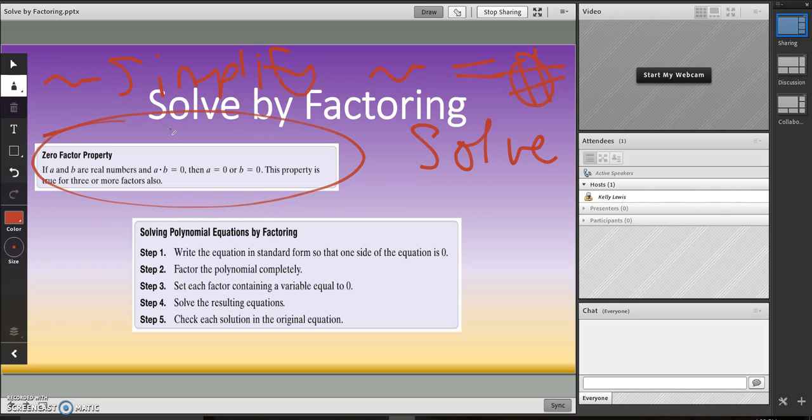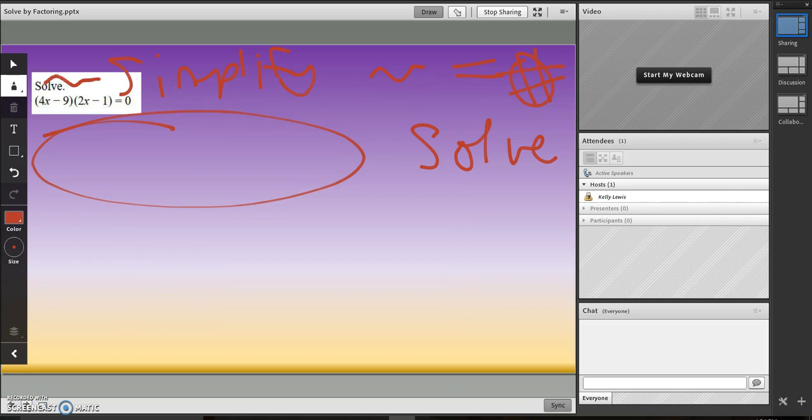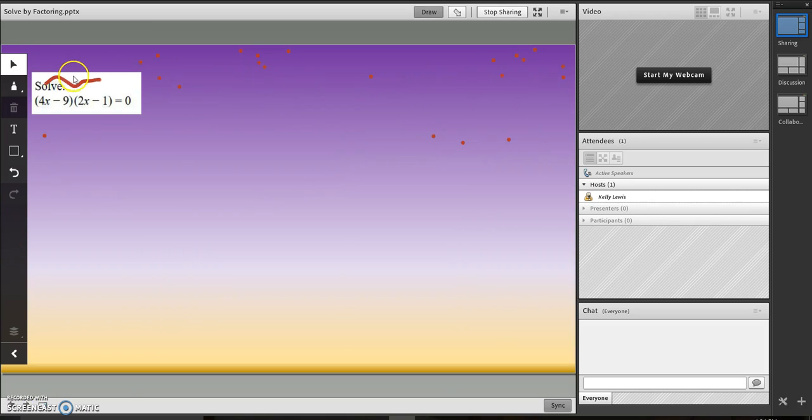Alright, so there's this thing called the zero factor property where, if we have two numbers and you multiply them together and you get 0, one of them has to be 0 or both have to be 0. I'm going to explain this a little further as we do a problem, because I find that way easier than explaining some complicated math theorem to y'all.